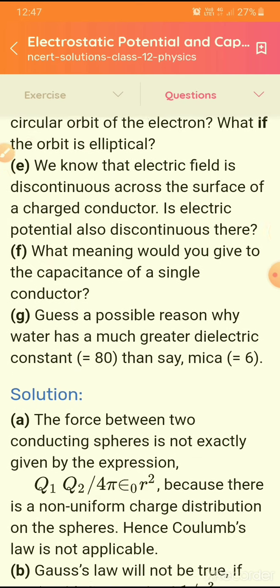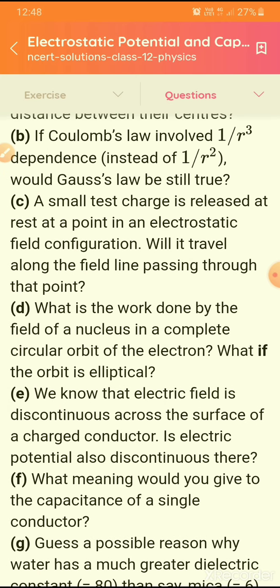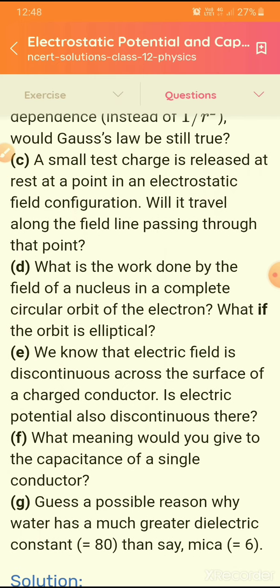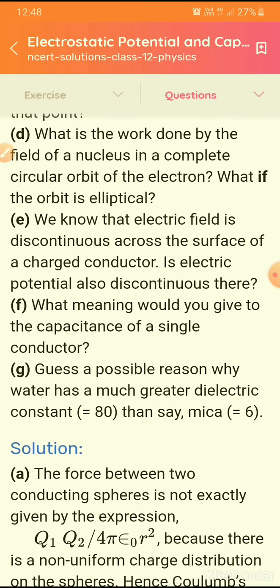If we go for the third question: a small charge is released at rest at a point in an electrostatic field configuration. Will it travel along the field line passing through that point? We are keeping a charge at rest at a point in an electrostatic field configuration. Then what will happen? Whether it will travel or not.